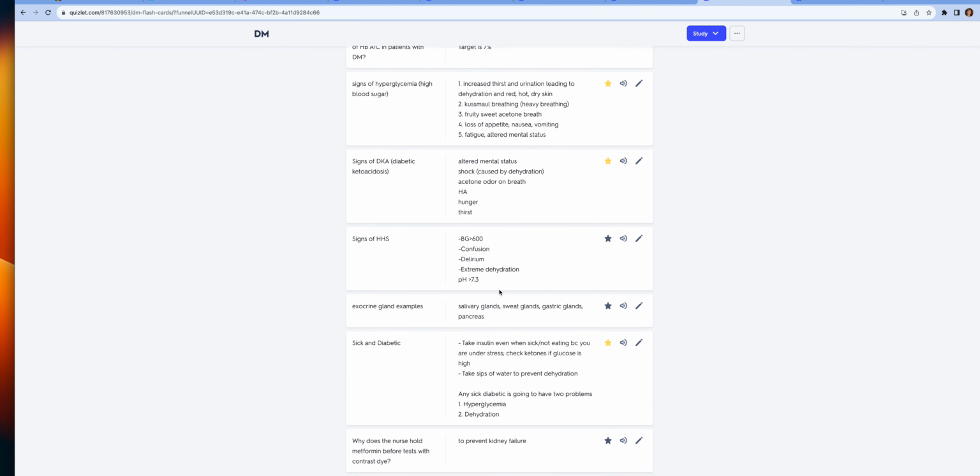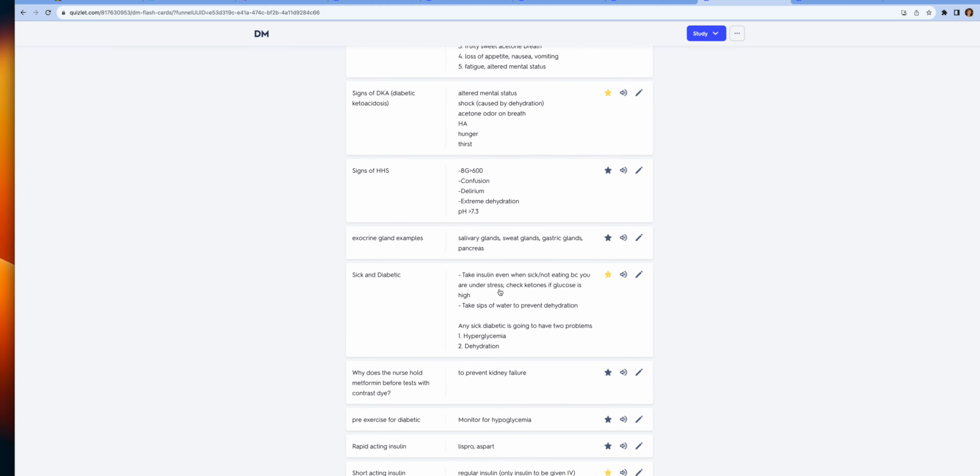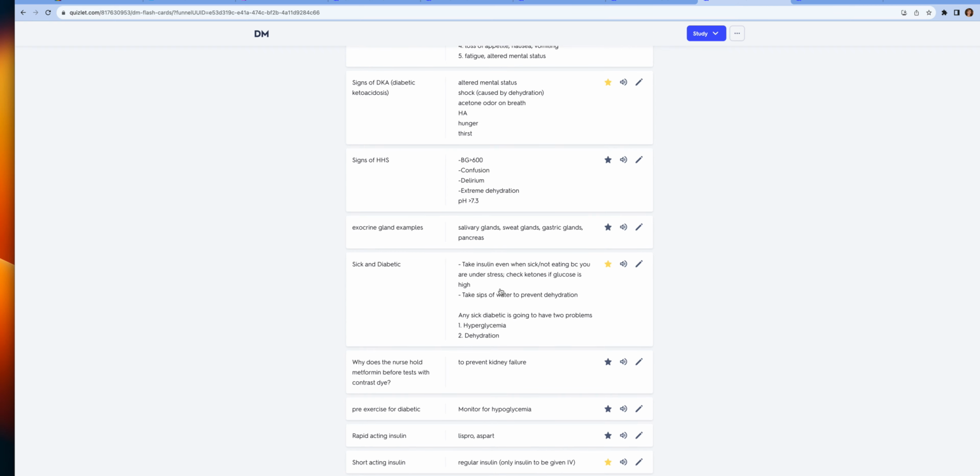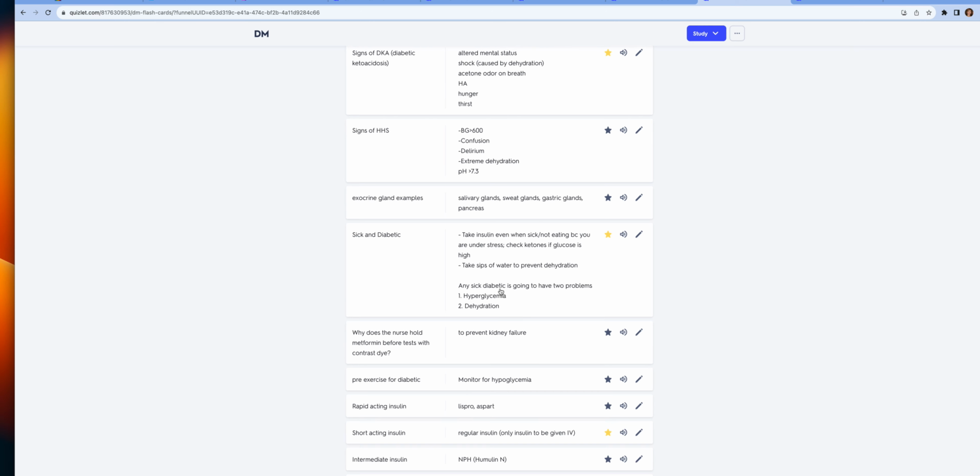And then if they're sick and diabetic, they need to take insulin even when they're sick or stressed, and check the ketones if the glucose is high. They need to take sips of water to prevent dehydration. And so the two main problems with DKA are hyperglycemia and dehydration.